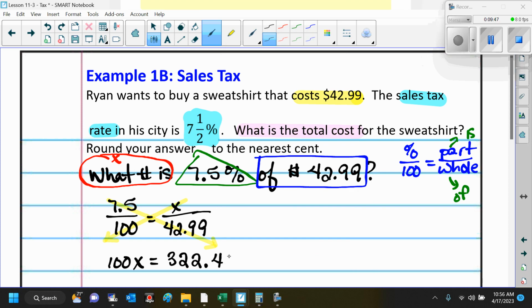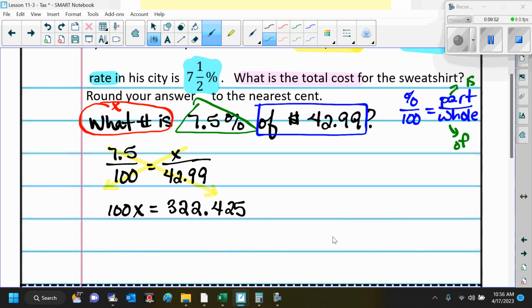322 point what? 425. Now, what do I do with that? How do I get the X? Right. We're going to divide both sides by 100. Now, remember, dividing by 100 just means we're moving the decimal. Which way? To the left. How many times? 2 times, because there's 2 zeros, right? So this is going to be 3.22425. Is everybody clear with that?